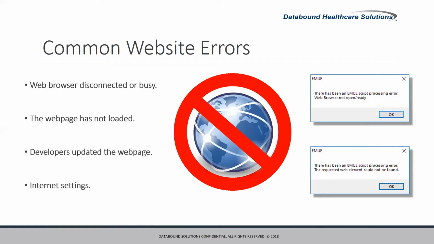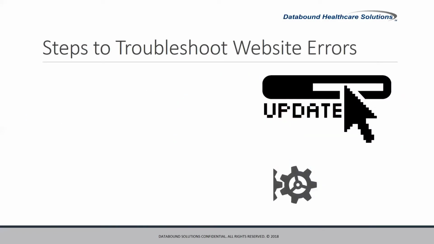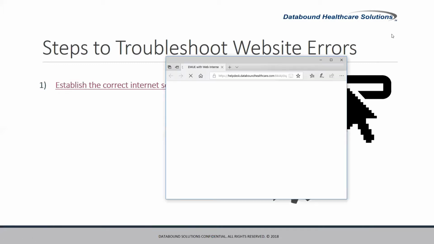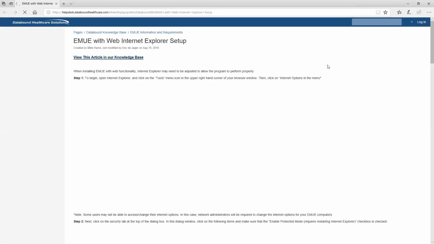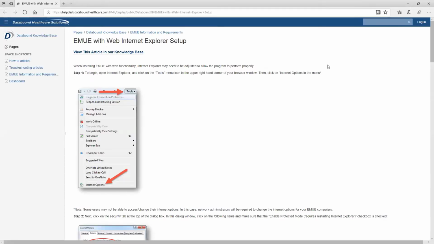The steps to troubleshoot website errors. You want to establish the correct internet settings. This is probably the most important if for some reason EMUE isn't interacting with Story in the way it usually does. It's not recognizing dialog boxes. It's not recognizing pages for some reason. Make sure to check your internet settings. So when I click this, and you will have access to this as well once we put this up, this leads to our Databound knowledge base, which is really great. It informs you of the correct internet settings for your PC, and you can use this to move forward.